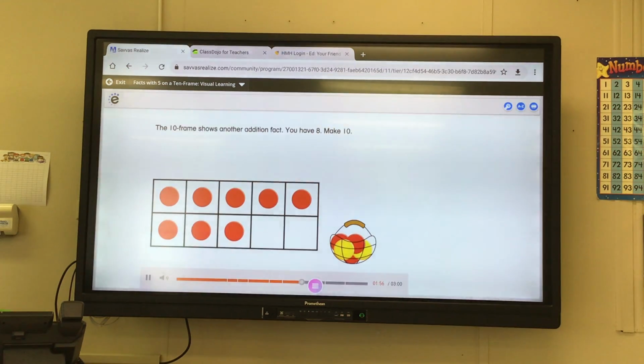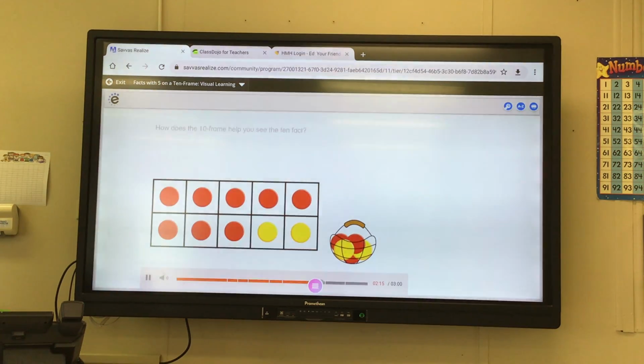The 10 frame shows another addition fact. You have 8. Make 10. 2 boxes are empty. Add 2. When you add 2, you make 10.